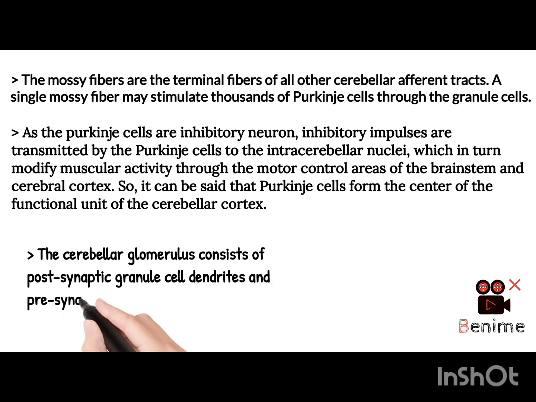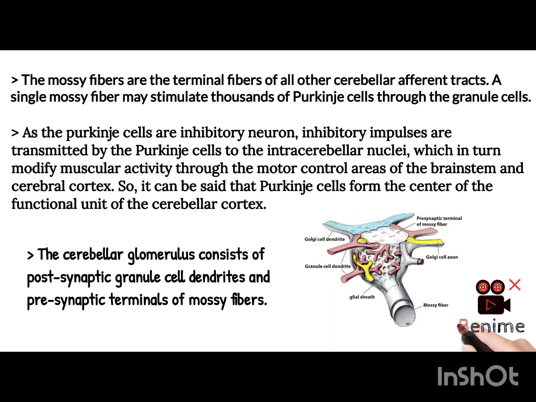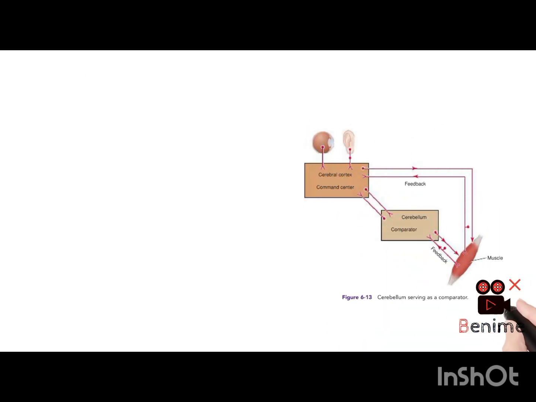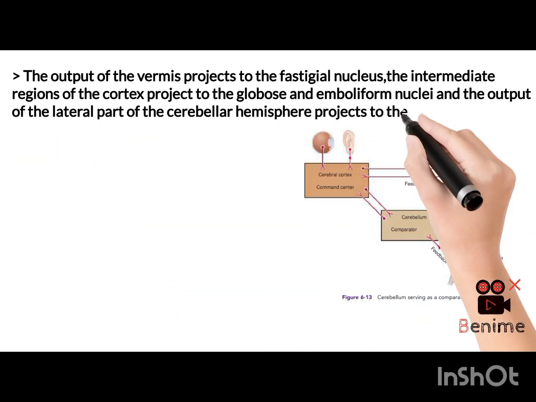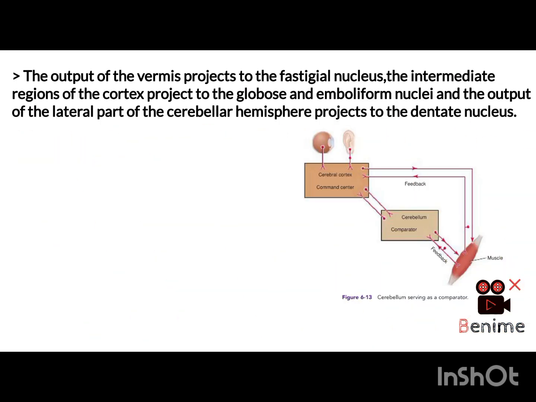The cerebellar glomerulus consists of postsynaptic granule cell dendrites and presynaptic terminals of mossy fibers. Here we can see in the figure. The output of the vermis projects to the fastigial nucleus, the intermediate region of the cortex projects to the globose and emboliform nuclei, and the output of the lateral part of the cerebellar hemisphere projects to the dentate nucleus.